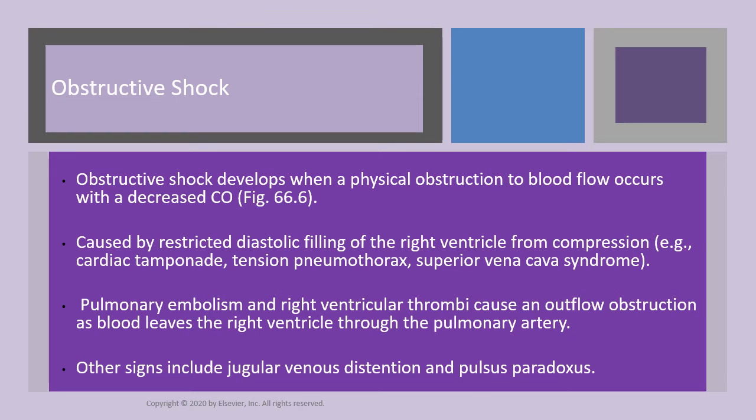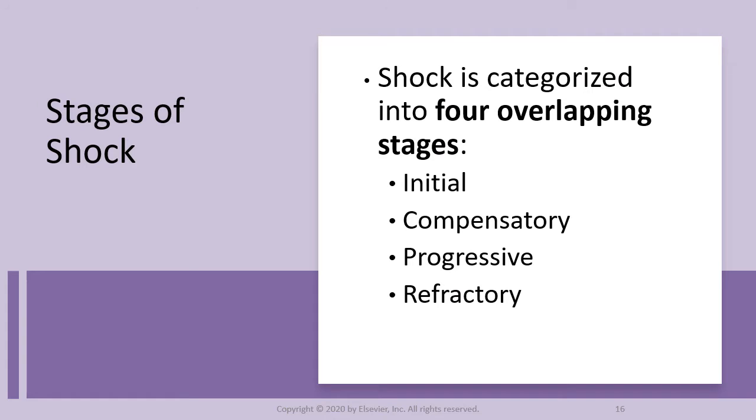This leads to decreased blood flow to the lungs and decreased blood return to the left atrium, decreased cardiac output, increased afterload, and a variable left ventricular filling pressure depending on the obstruction. Other signs include jugular vein distension and pulsus paradoxus. Rapid assessment and treatment are important to prevent further hemodynamic compromise and possible cardiac arrest.